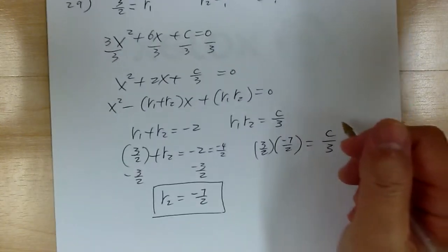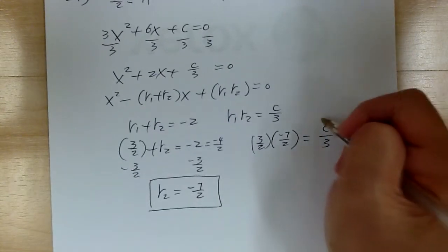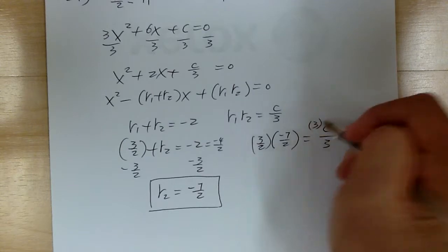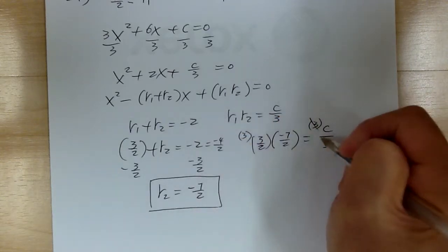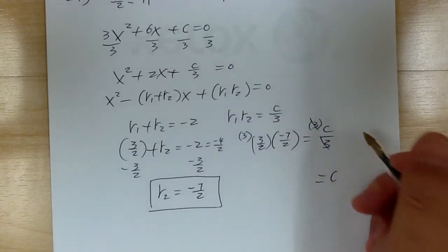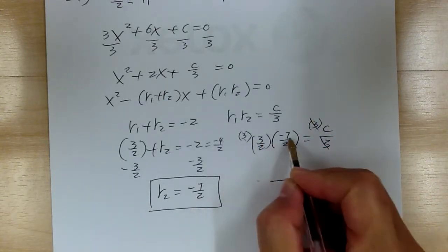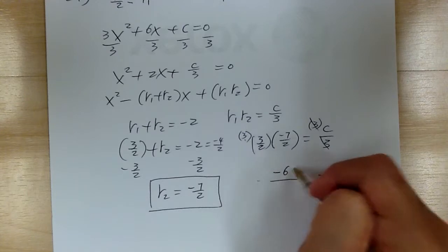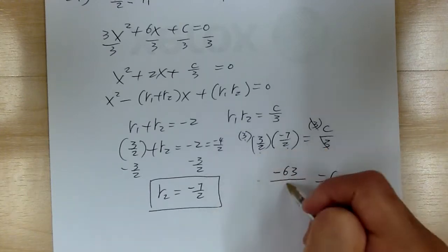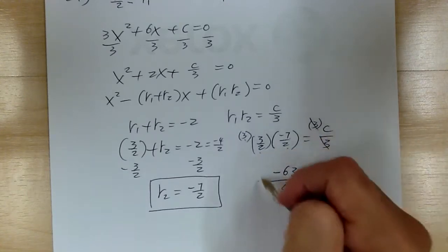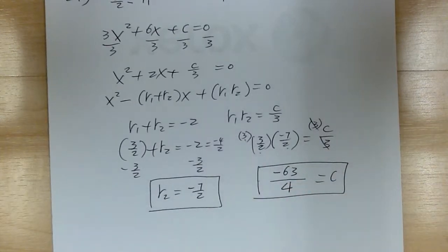I'm going to multiply both sides by 3 to solve for c. So multiply by 3 to cancel it out. So c equal to, so you have to work it out. So 3 times 3 is 9, times negative 7 is negative 63. On the bottom, 2 times 2 is 4. And so that would be the value for c.